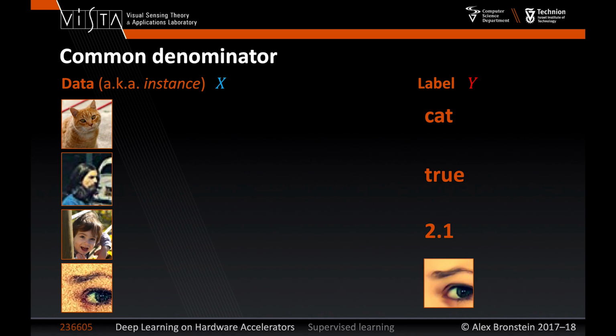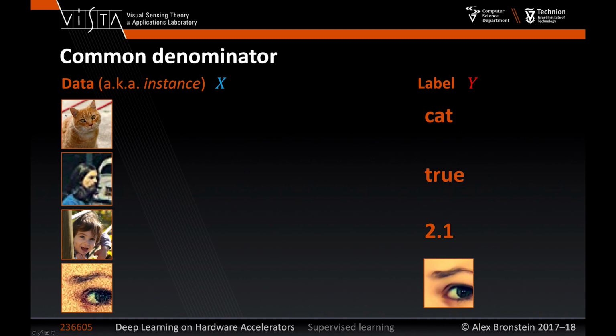In the case of object classification, for example, the label would be one of the visual categories that we would like to classify our object to. For example, 1,000 different categories. One of them is cat. So I will be outputting cat for the input of this cat photograph.